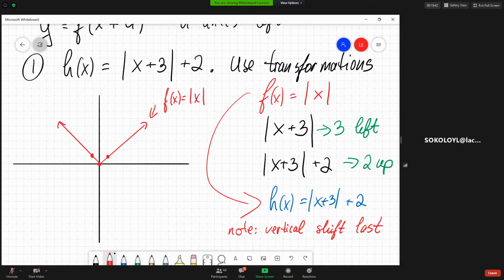So here I will do it as 2 separate steps, even though we could do it as 1 step. So first I'm going to do the 3 to the left. So each point gets moved 3 units to the left. That would be the first transformation. And second, I'm going to do the 2 units up. So each point goes up 2 units.